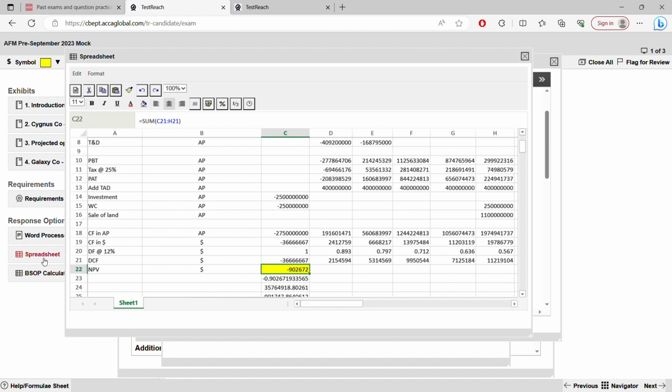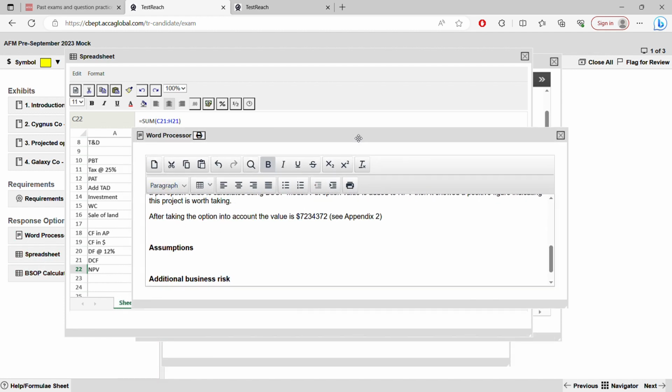So now we are going to go back to our word processor without wasting much of time. Straight away write additional business risk and assumption. So tell me, I'm not going to write full assumptions. I'm not going to write sentences here because if I write the full answer, you anyway have the answer with you. You will get it when you practice it on CV platform. At the end of the exam, you will get it. So you can read the answers there.